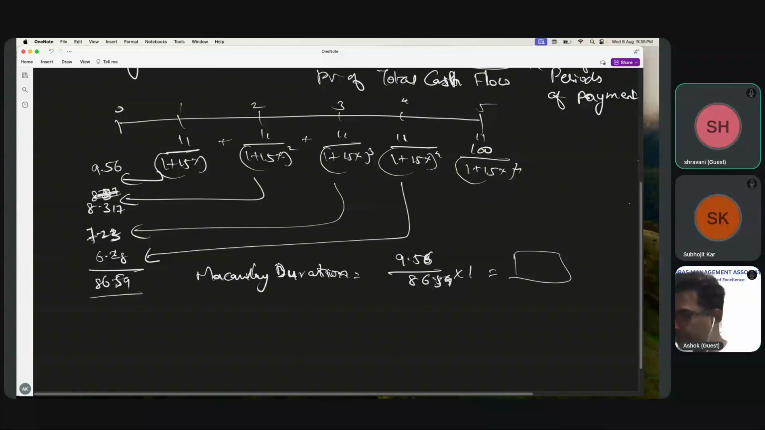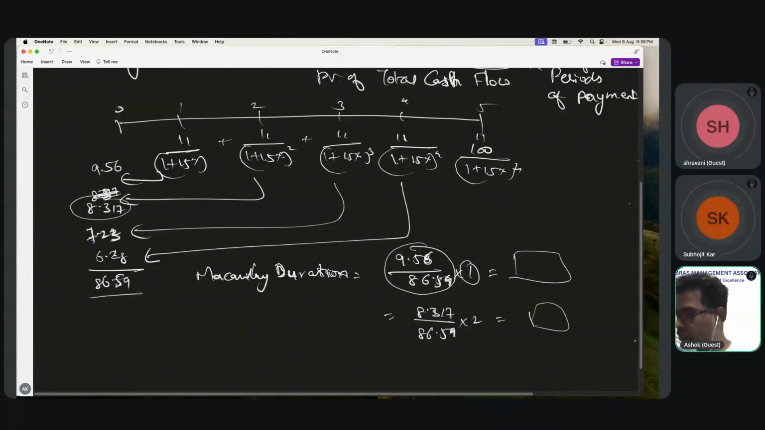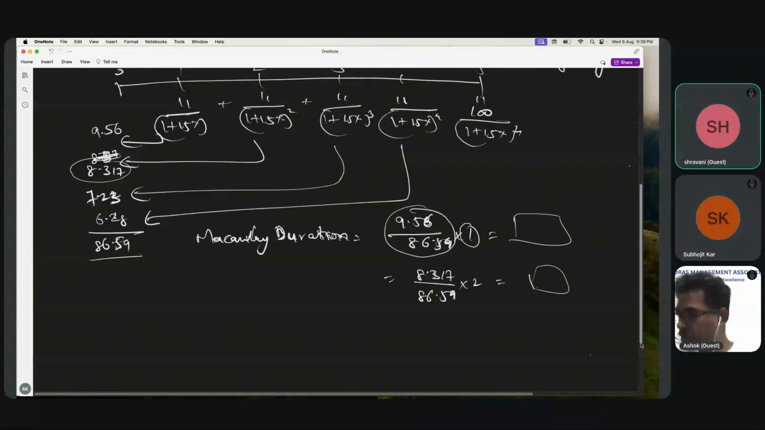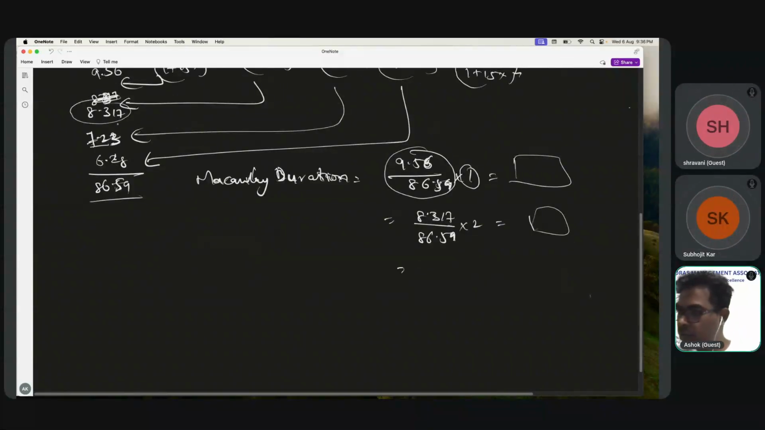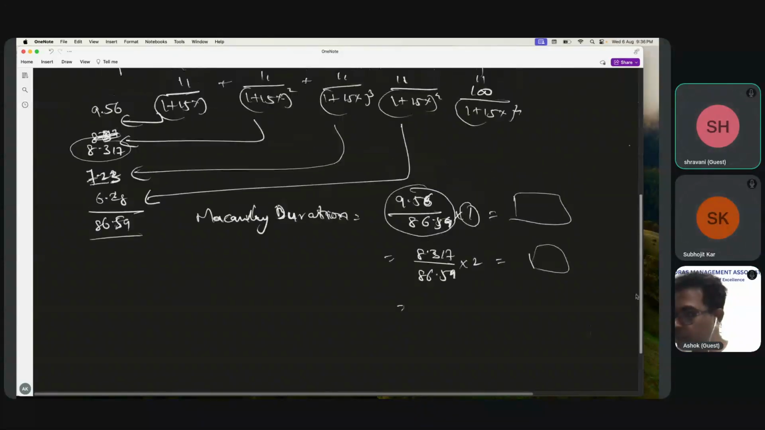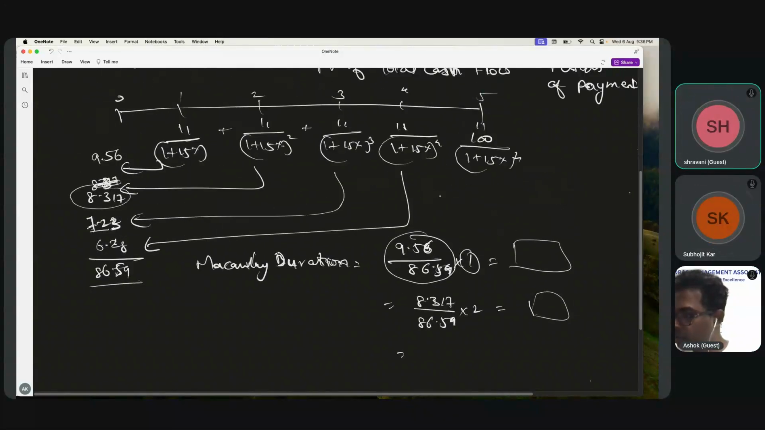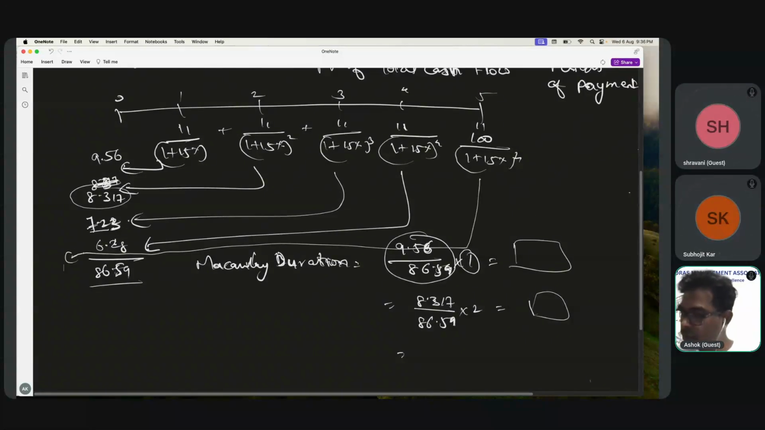The next one, so this is the weight you are giving to the time period. Okay. So next weight is second one, 8.317 out of 86.59 into 2. Keep it in store 2. Then third one is, have I missed any number? 1, 2, 3, 4. The fifth one I did not write only. Fifth one is what? 55 something you said, no? The fifth number. 55.18.